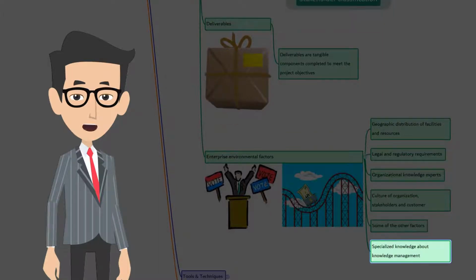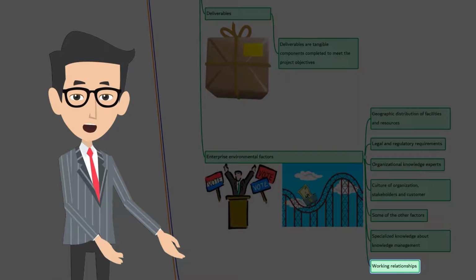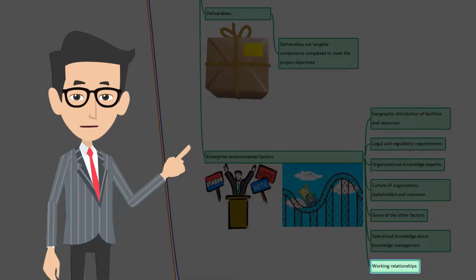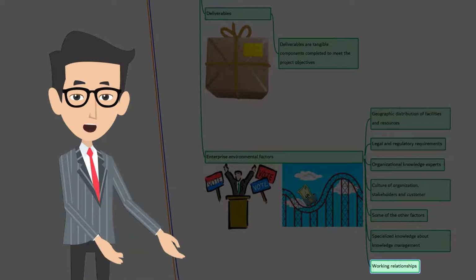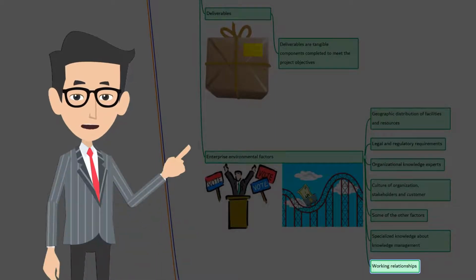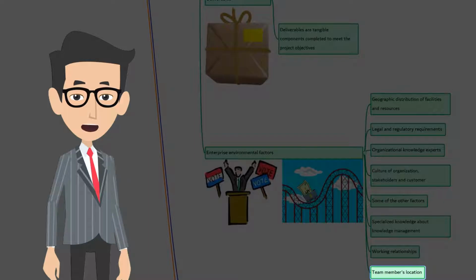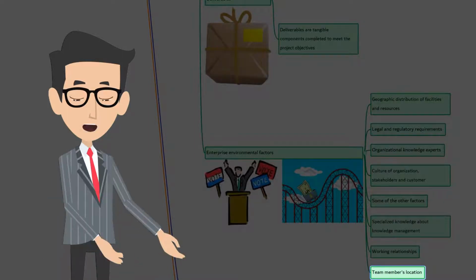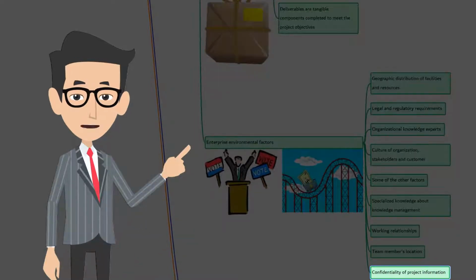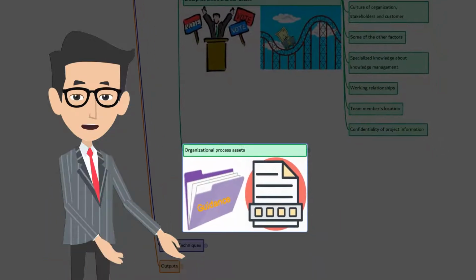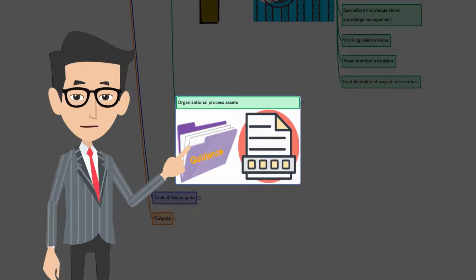Some organizations have a team or individual that specialized in knowledge management. The existence of trusting working relationships and a no-blame culture is particularly important in managing knowledge. The location of team members helps to determine the method for gaining and sharing knowledge. The confidentiality of the project information. The last input is organizational process assets.